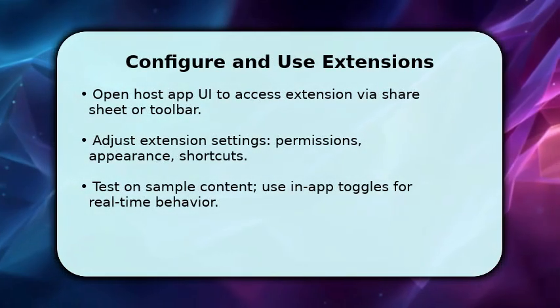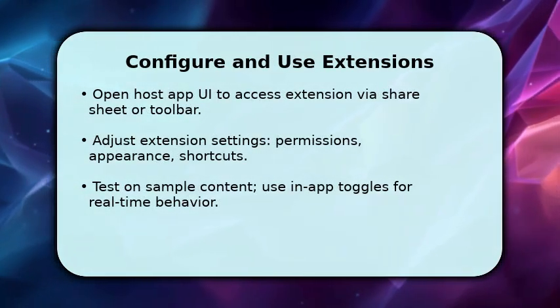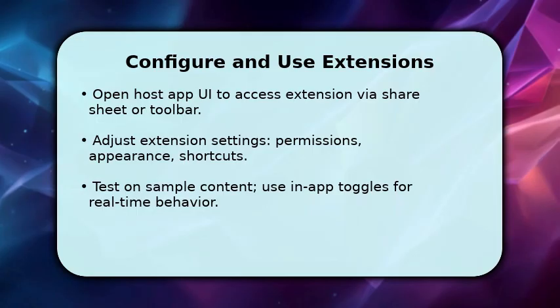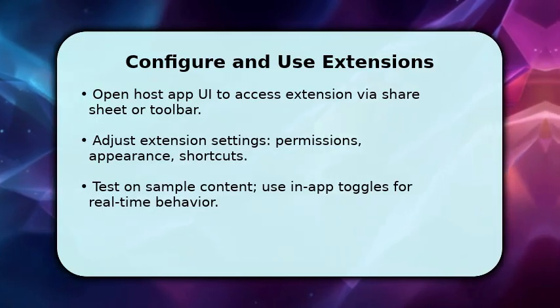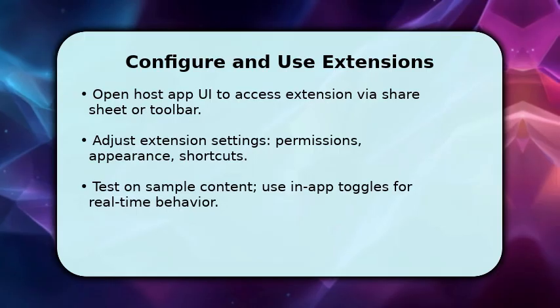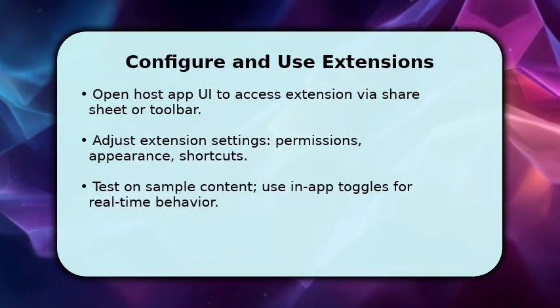Now you'll configure and run the extension inside the app. Open the Host app and locate the extension, often in the Share Sheet, Toolbar, or App Settings, then tap to activate it on the current content.